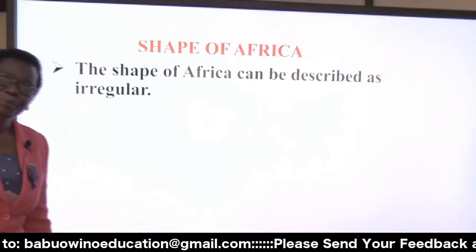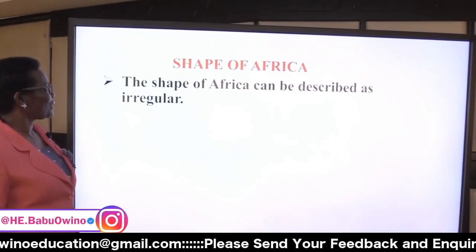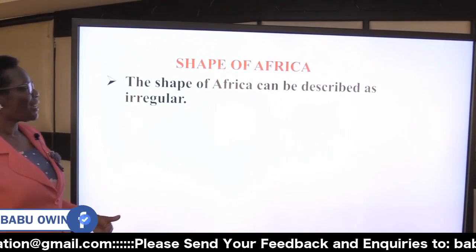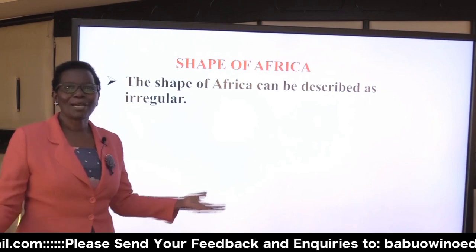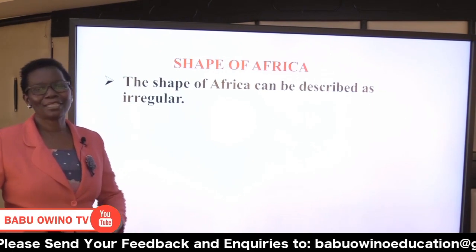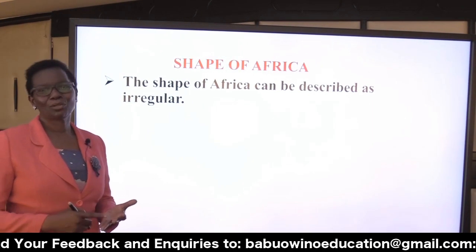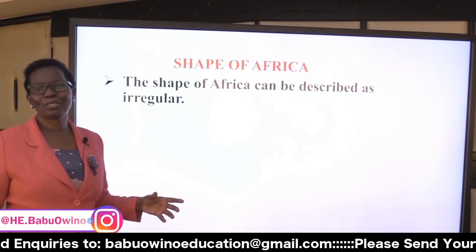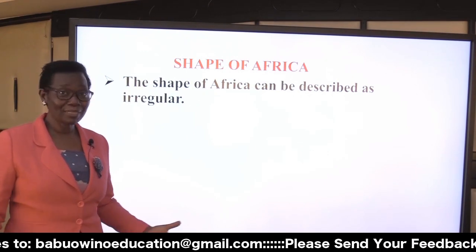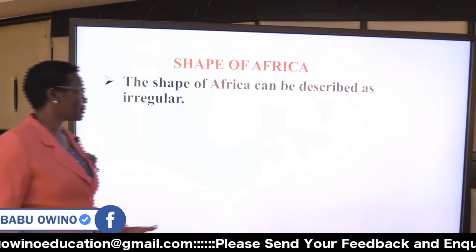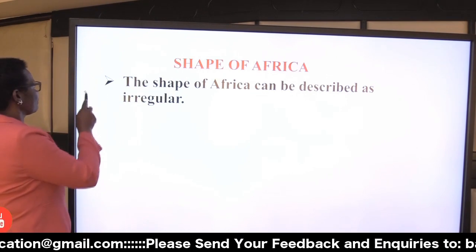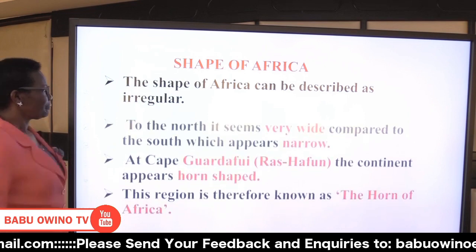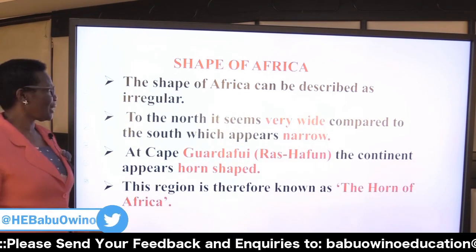Let's look at the shape. The shape of Africa can be described as irregular. Irregular means it is not a triangle, it is not a rectangle, it is not even a circle. It is just a shape there which you cannot even describe. So we say that shape is irregular.